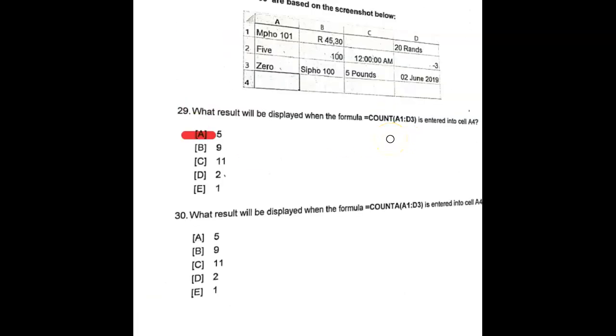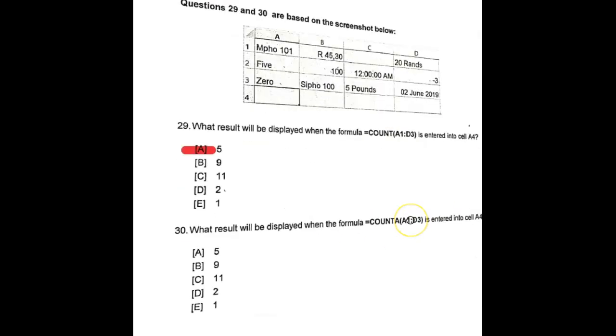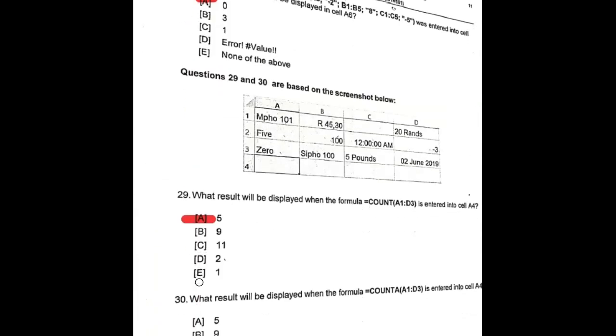Now, what result will be displayed in the formula count A? Count A means count all, so A stands for all. So count all means count everything, even if they are not numbers. So like 1, 2, 3, 4, 5, 6, 7, 8, 9, 10, 11. So you count everything, so it's 11, which is C. Yeah, so that's done with spreadsheets.